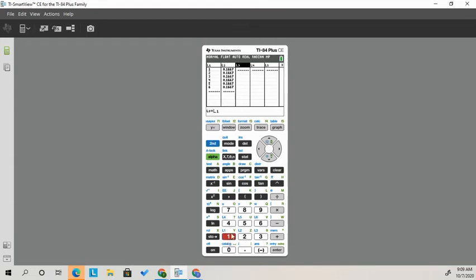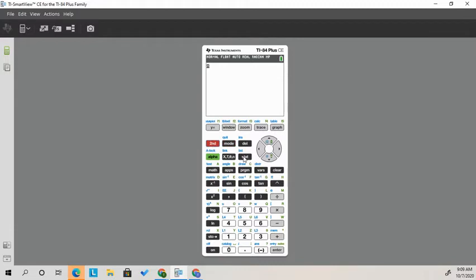So L1 times L2. Okay, we're going to do L1 times L2, and then hit enter. All right, so you're just multiplying each outcome in list 1 by its probability in list 2. Then quit out, hit second quit, and then you're going to sum up list 3.